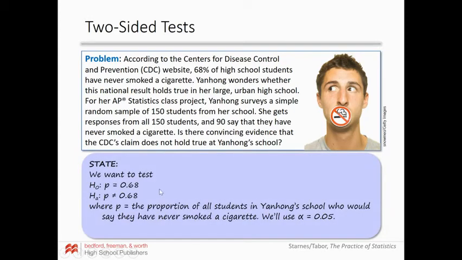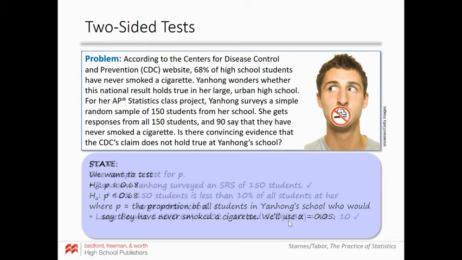If you're asked a question like this, you have to go through the whole steps for a hypothesis test: state, plan, do, conclude. So I state my hypotheses. The null: p is equal to 0.68. My alternative: p is not equal to 0.68, because I'm just seeing, is it true or not? I don't care if it's less than or greater than. Yes or no, so I can use both directions. So I'm using a two-sided test, where p is equal to the proportion of all students at the school who have never smoked a cigarette, and I'm using my alpha value to be 0.05.